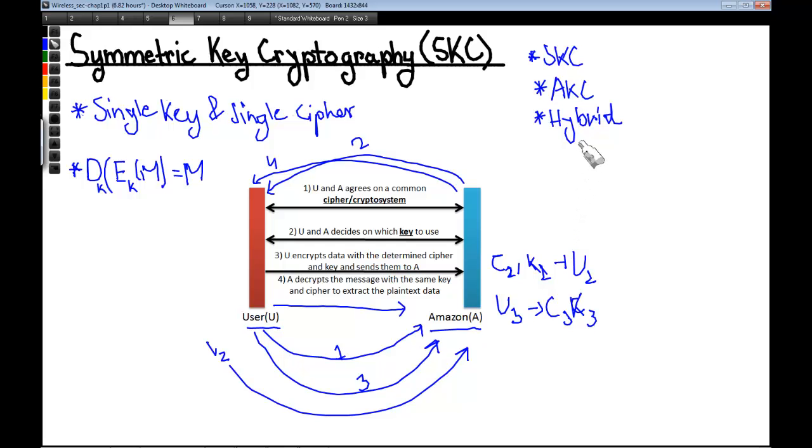The main drawback in this system is that both of these parties, both of these nodes, U and A, assume that the connection or the network that they are going to use is already secure. They don't ensure whether the network is actually secure.